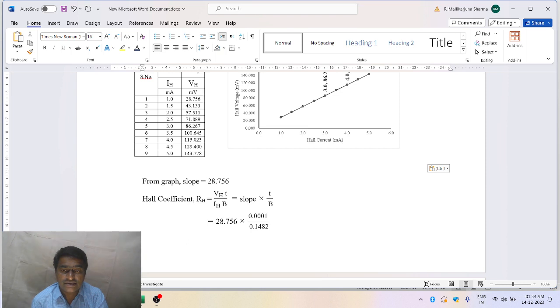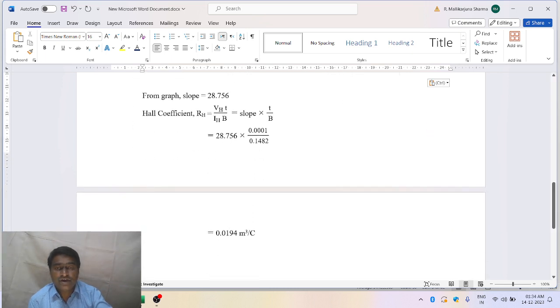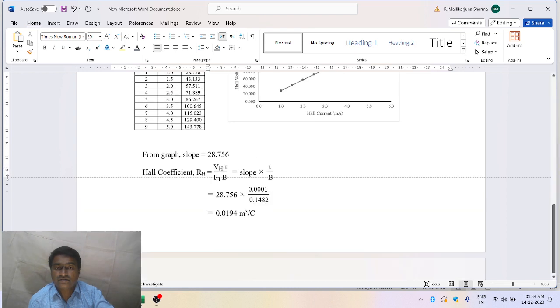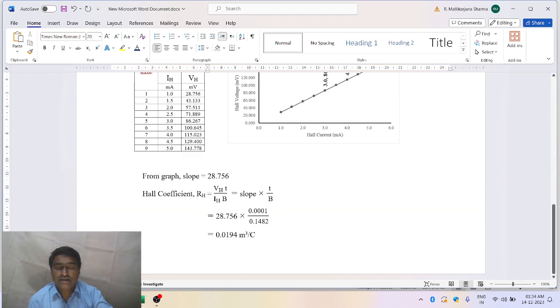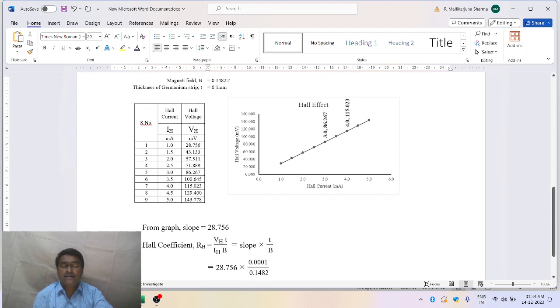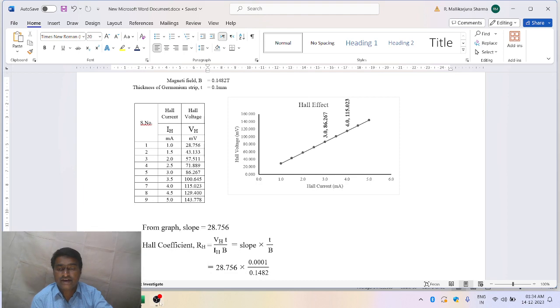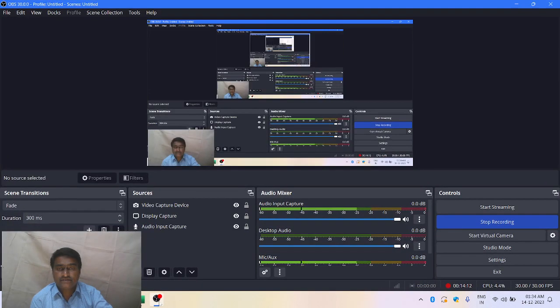Then the Hall coefficient can be determined using this: RH is equal to VH t by I_H B, that is slope into t by B, where we get this value as 0.0194 meter cube per coulomb. This is the Hall coefficient for germanium. This is how we can find the Hall coefficient of a given material.